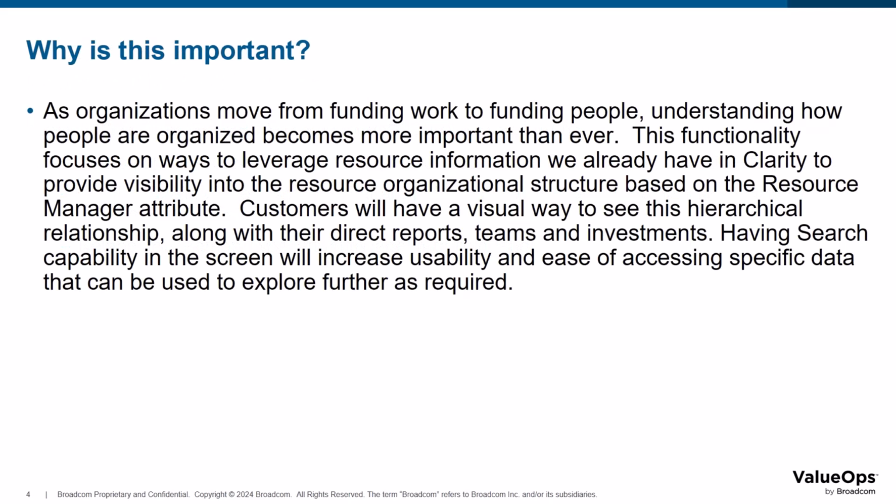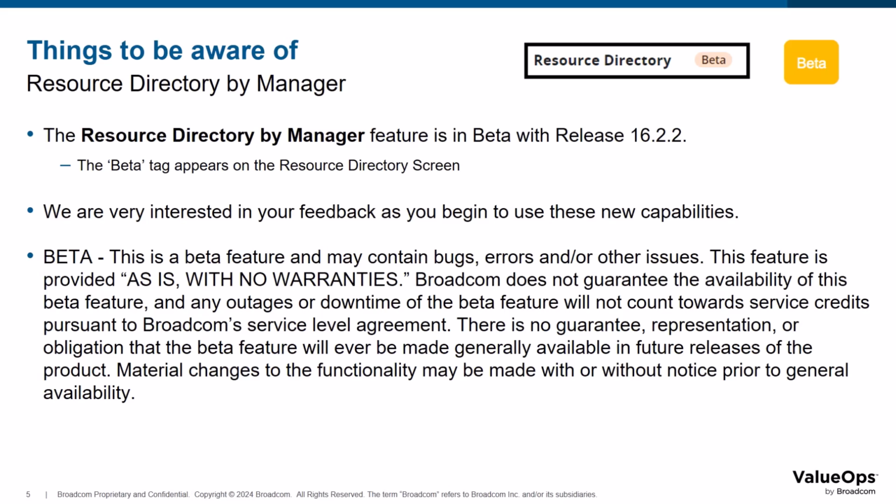As organizations move from funding work to funding people, understanding how people are organized becomes more important than ever. This functionality focuses on ways to leverage resource information we already have in Clarity to provide visibility into the resource organizational structure based on the resource manager attribute. Having search capability in the screen will increase usability and ease of accessing specific data that can be used to explore further as required. Also, having the information related to circular reference will help organizations to review and correct the data as required. Please note that the resource directory by manager feature is in beta with release 16.2.2.